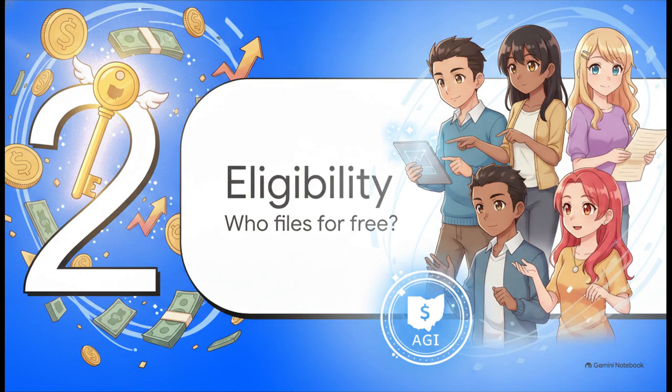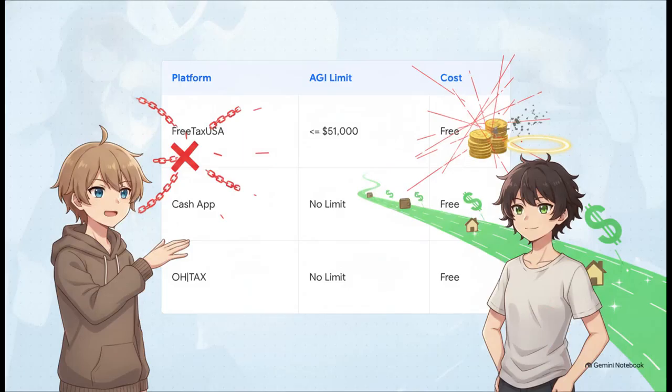Moving right along to Section 2, Eligibility for free filing. Who actually gets to file for free? Now, what's really interesting here is that your eligibility heavily depends on your adjusted gross income, or AGI. Take a look at the contrast in these income limits. Commercial platforms like Free Tax USA, they cap their free tier. That means your AGI has to be $51,000 or less to actually get that free Ohio return.